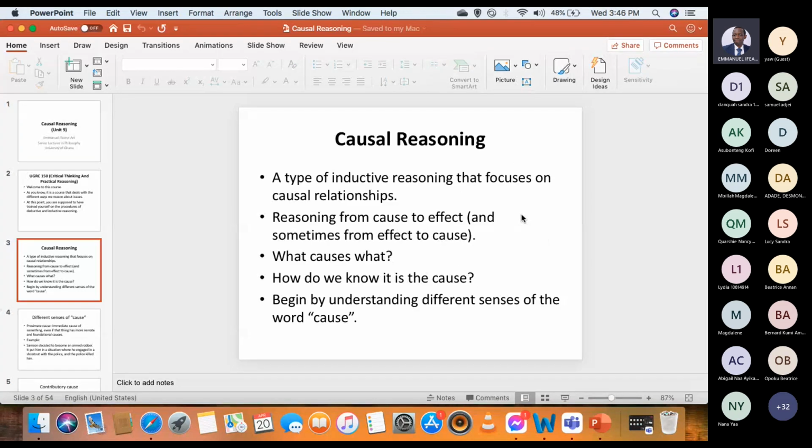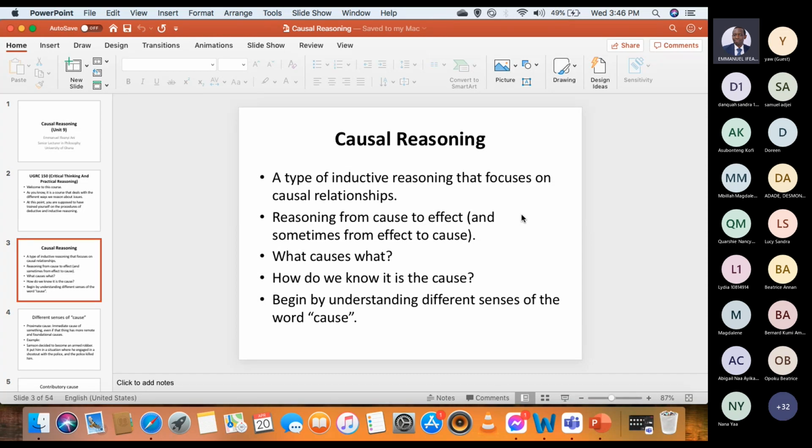So causal reasoning is a type of inductive reasoning that focuses on causal relationships. That's the focus of causal reasoning: reasoning from cause to effect, and sometimes from effect to cause. What causes what? How do we know it is a cause? But we have to begin by understanding different senses of the word cause.